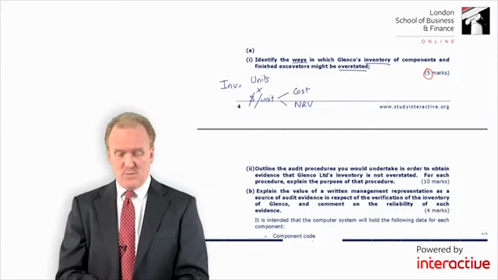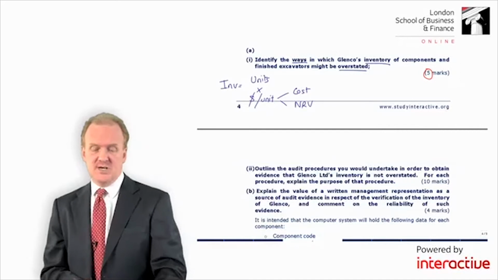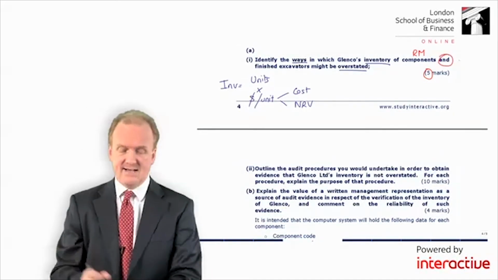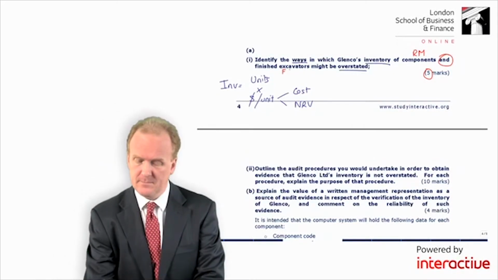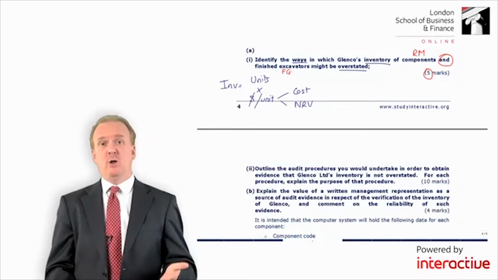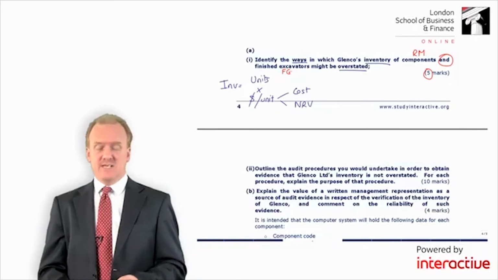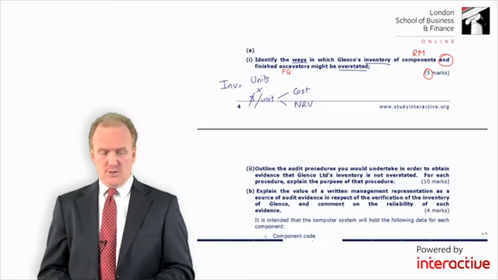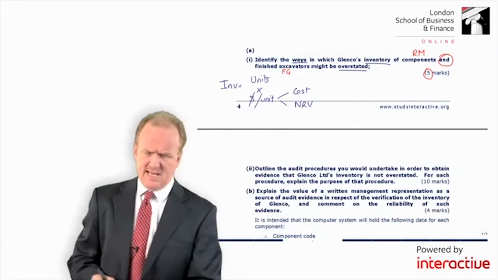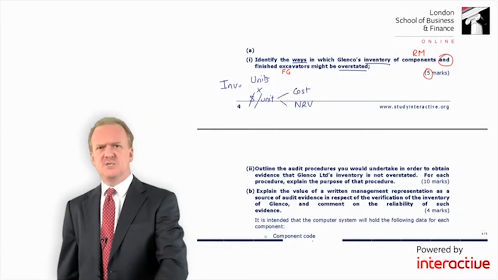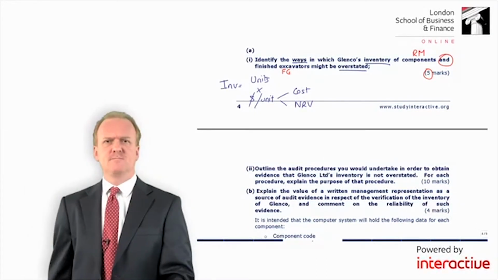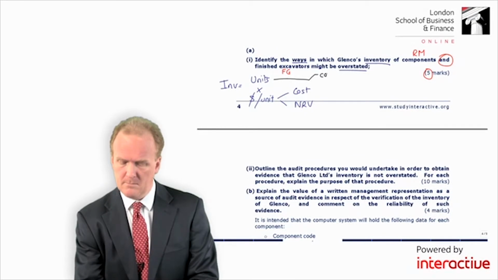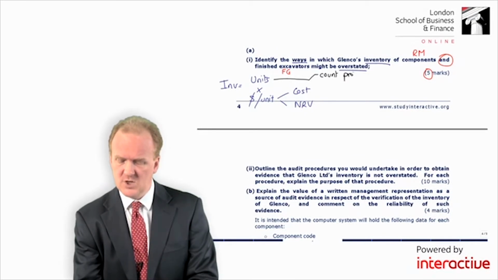We've then got another useful way of breaking this down, because in the question it says components, well that's raw materials, and finished goods. So maybe it will be helpful after we've had a first think about this to break it down between raw materials and finished goods. So let's have a think. Why might the number of units be too high in the inventory list? Well, one reason could be problems at the stock count.